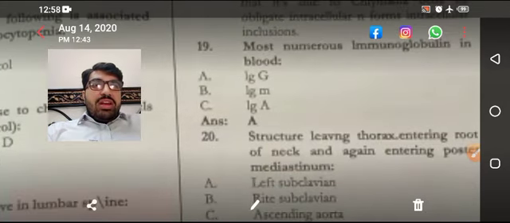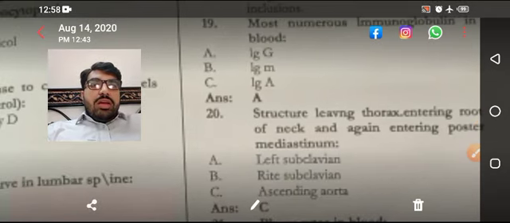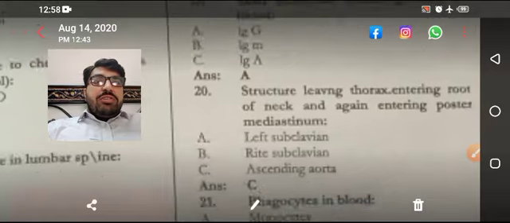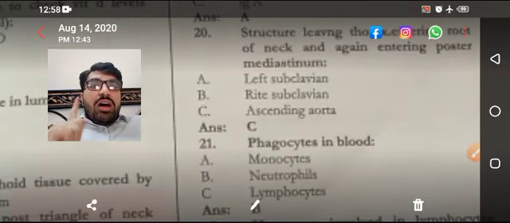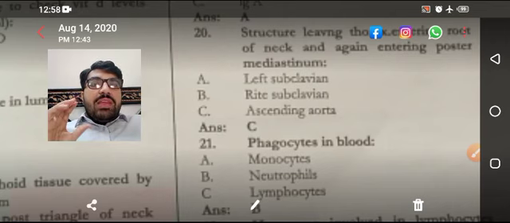Most numerous immunoglobulin in blood is IgG. And the one that crosses from mother through the placenta, that is IgG. But IgG1 or IgG4? The answer is IgG1. I will share the reference also.